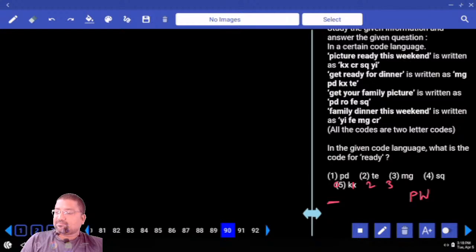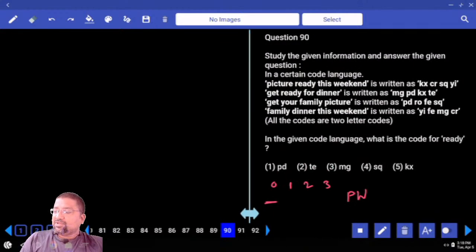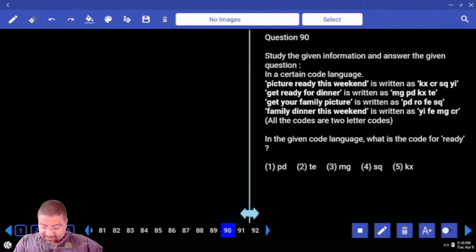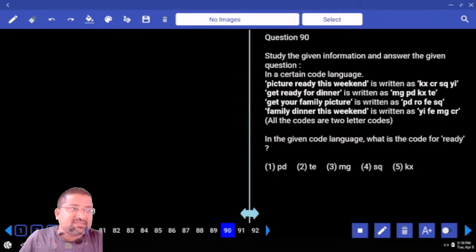90 is a question from coding and decoding. I'm sure you will be able to do this. This is one of those easiest questions, isn't it? Picture ready this weekend.